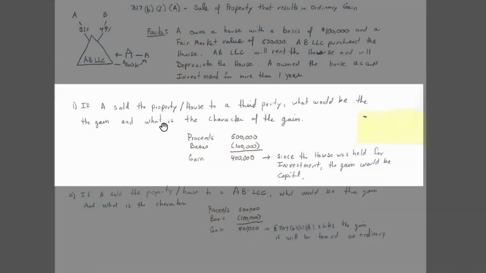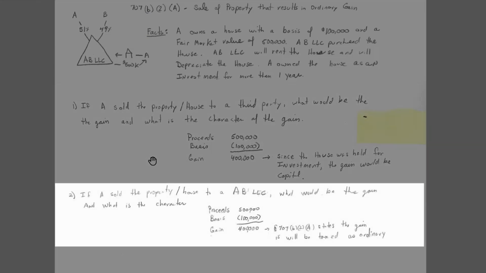Okay, so Brad, what's this say? If A sold the property to a third party, what would be the gain and what is the character of the gain? Proceeds 500,000. We take our basis for a $400,000 gain. Since the house was held for investment, the gain would be all capital. 2, if A sold the house to ABLC, what would be the gain and what is the character? Should be the same gain calc. But 707 B2A says that it'll be all ordinary instead of capital. Yeah. That to me is insanity. I think that's a really bad rule.